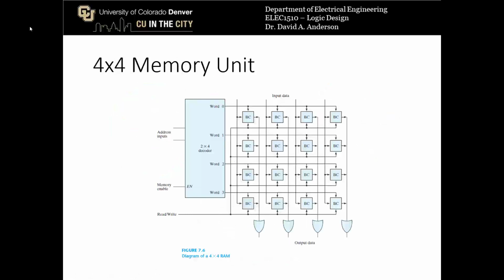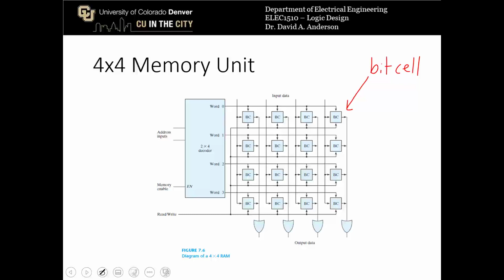In this slide, we can see a 4x4 RAM memory unit. Now, the little squares labeled BC, that means bit cell, and that is the cell that we demonstrated in the previous slide that can store 1 bit and has the select line, the read-write line, the input, and the output.